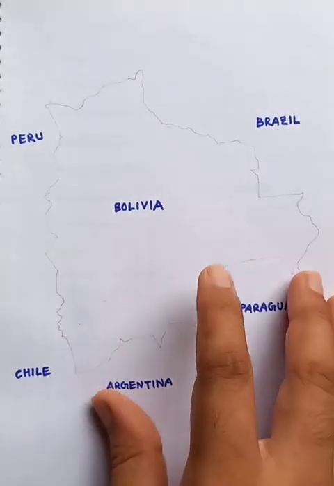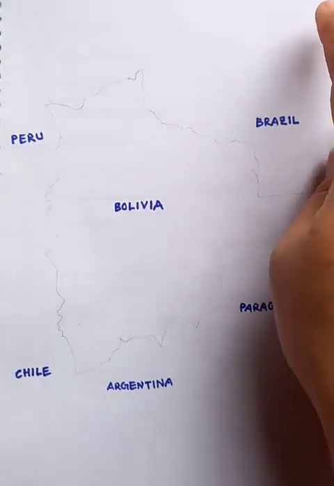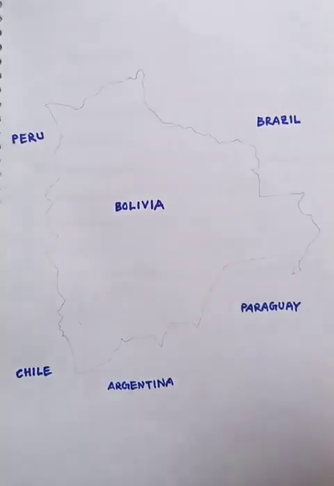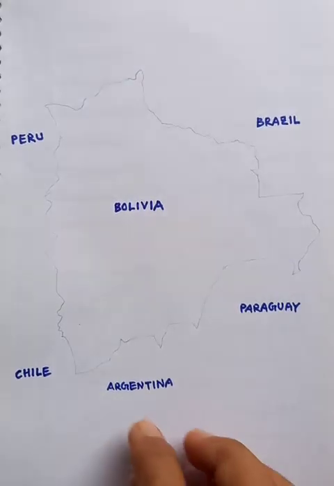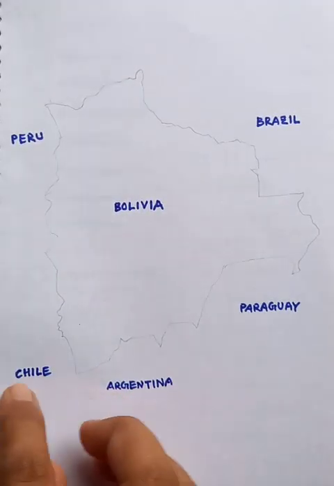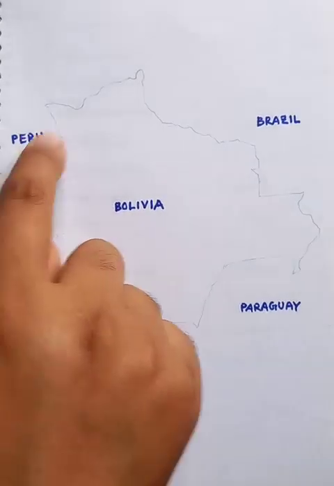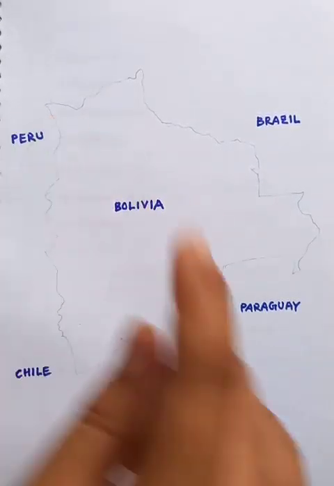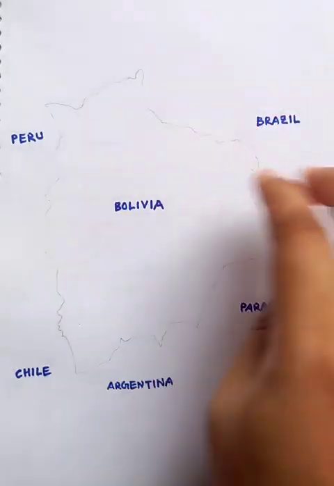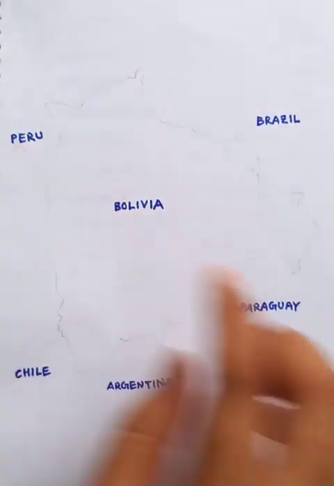So it has some bordering countries. On the northeast corner you can see Brazil here. On the southeast corner you can see Paraguay. On the south side you can see Argentina here, Chile on the western side, and Peru on the northwest side here. So it's a very nice country, and it has several borders with a few other countries.